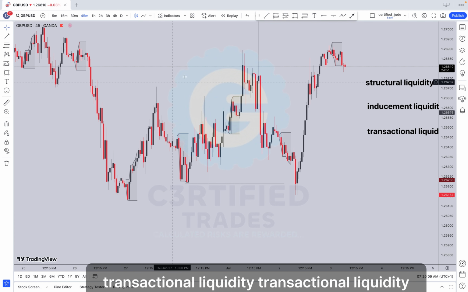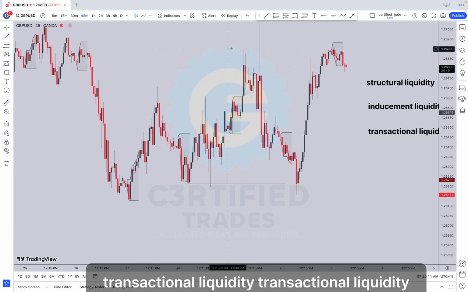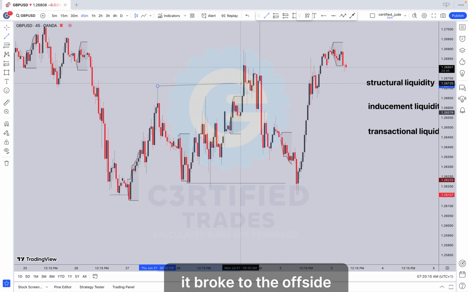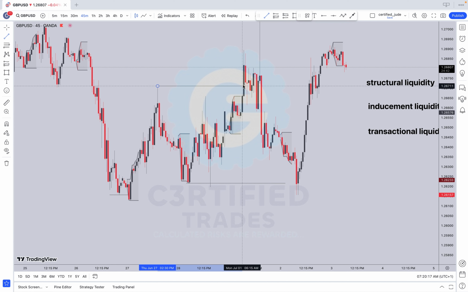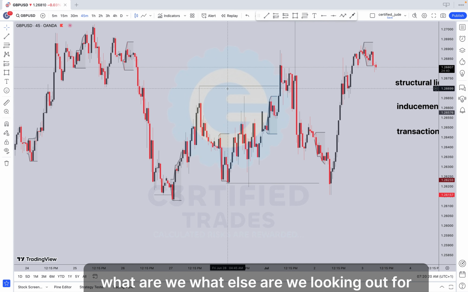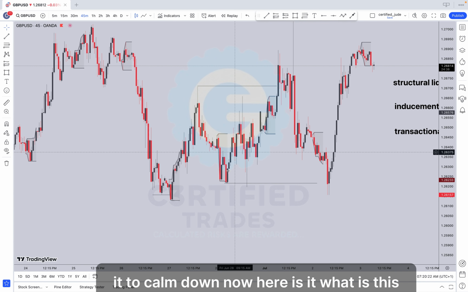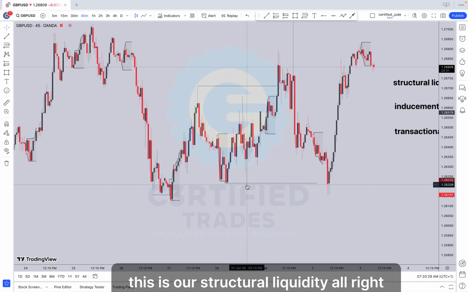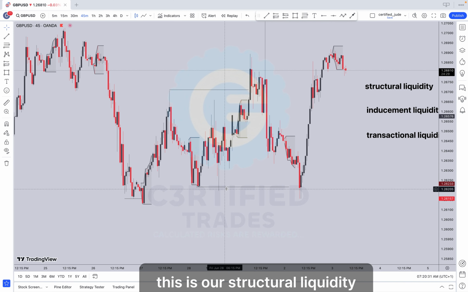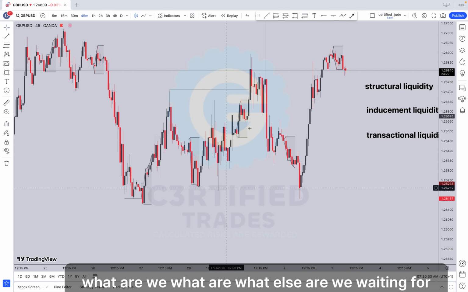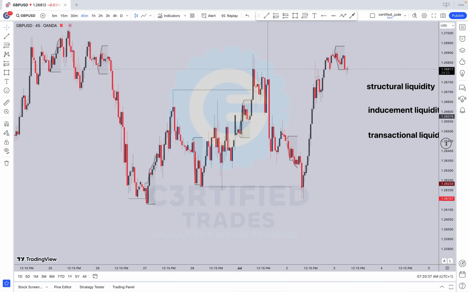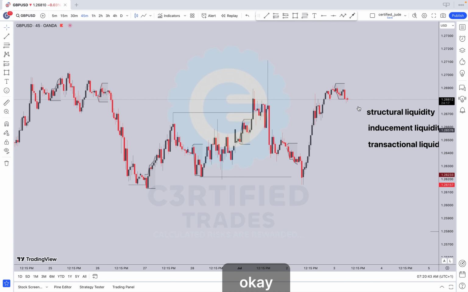Transactional liquidity. So you come here, this is our transactional liquidity. It broke to the upside. What else are we looking out for? It will come down. Now here it is. What is this? Structural liquidity. This is our structural liquidity. What else are we waiting for? Since it broke to the upside, now look at it.